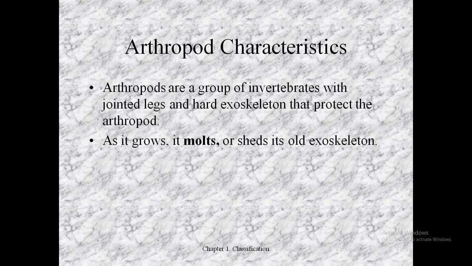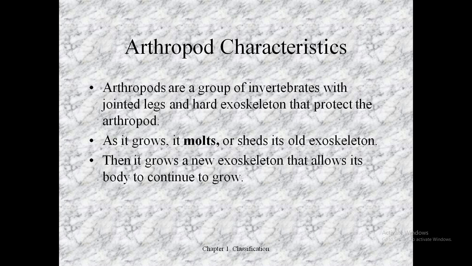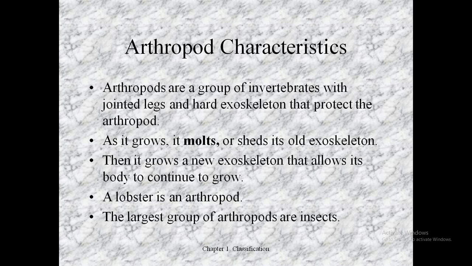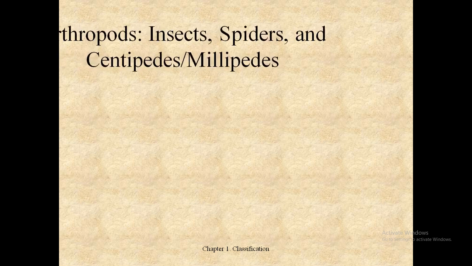So when the formation of the new skin completes, the old one then sheds. This process is known as molting. Then it grows a new exoskeleton that allows its body to continue to grow. A lobster is an arthropod. The largest group of arthropods are insects.